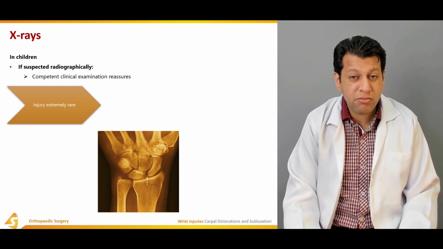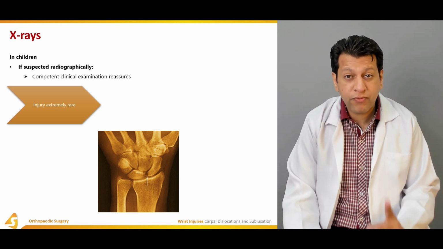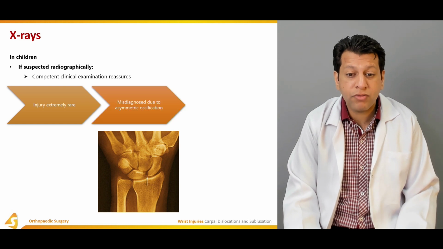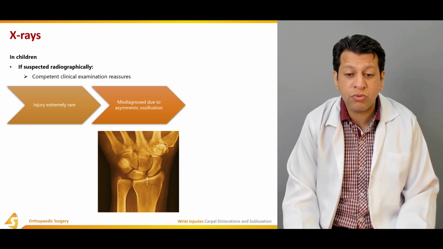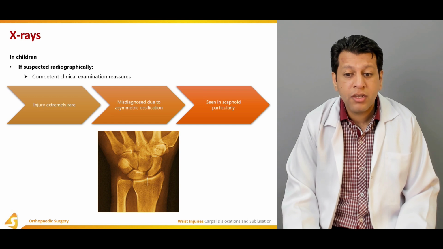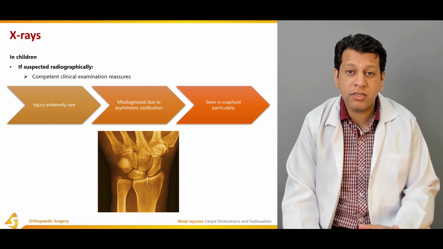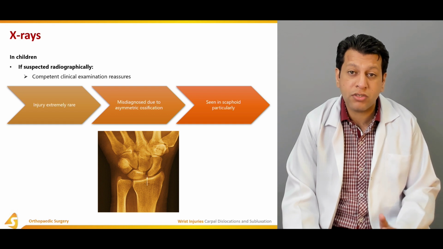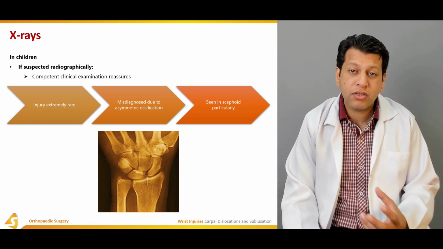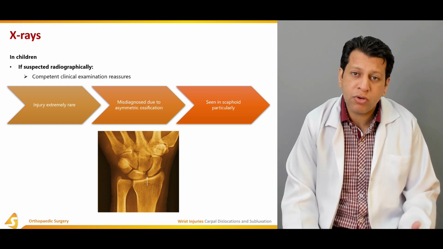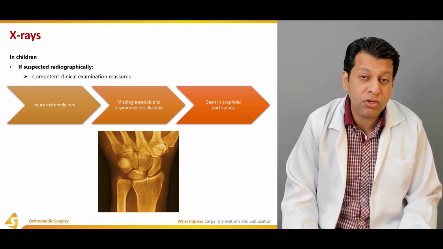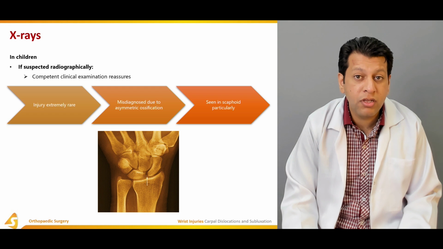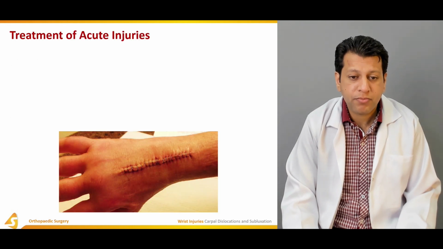Injury, although extremely rare, needs a very critical eye, and usually it's misdiagnosed due to asymmetric ossifications. That is why it's seen in the scaphoid particularly. The best way is to just get a CT scan. If you cannot get a CT scan, the best is to get an MRI to look for subtle ligamentous injuries which may not be picked up clinically or may not be easily visible on the X-ray.